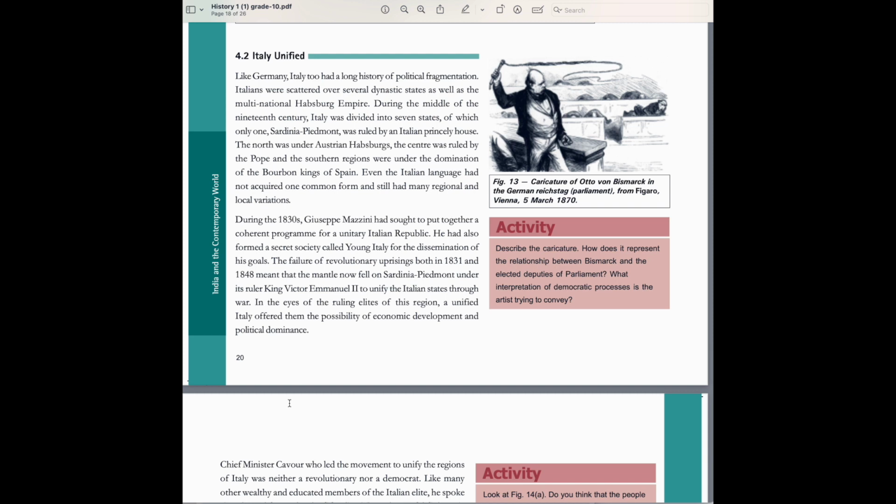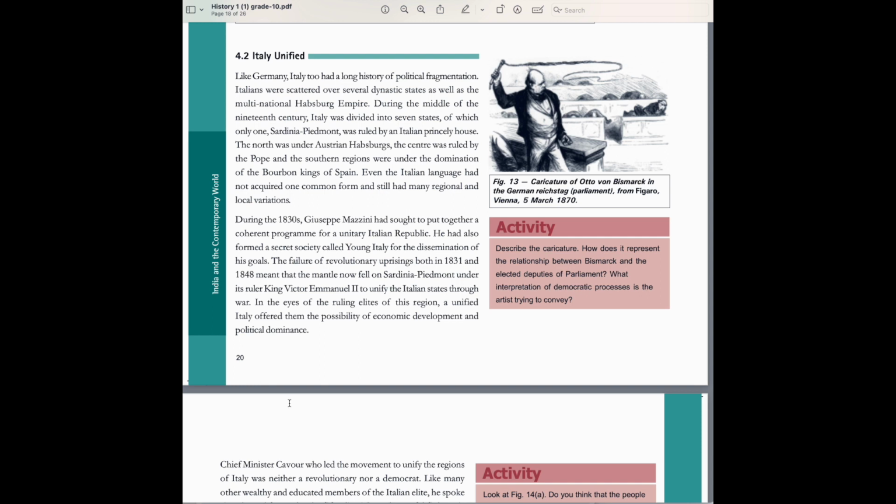4.2 Italy Unified. Like Germany, Italy too had a long history of political fragmentation. Italians were scattered over several dynastic states as well as the multinational Habsburg Empire. During the middle of the 19th century, Italy was divided into 7 states, of which only one, Sardinia Piedmont, was ruled by an Italian princely house.